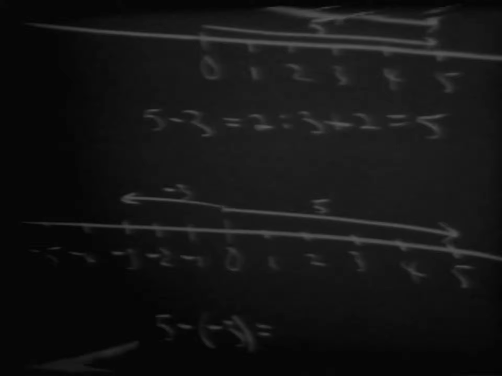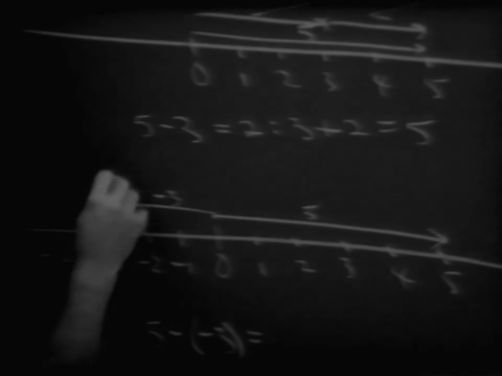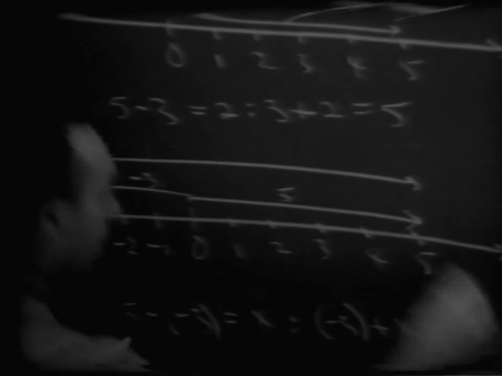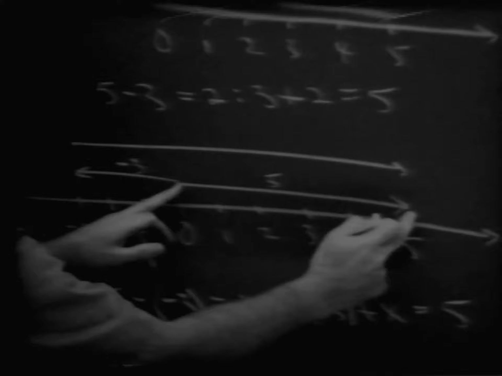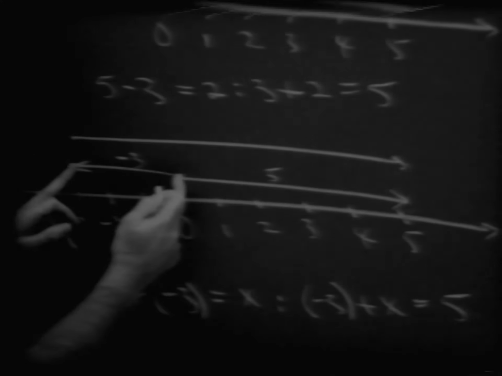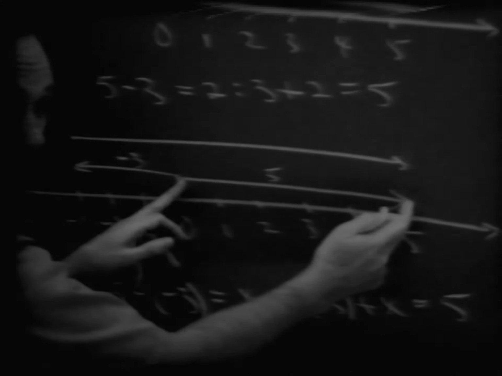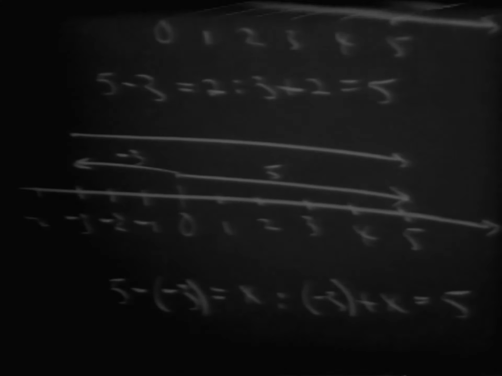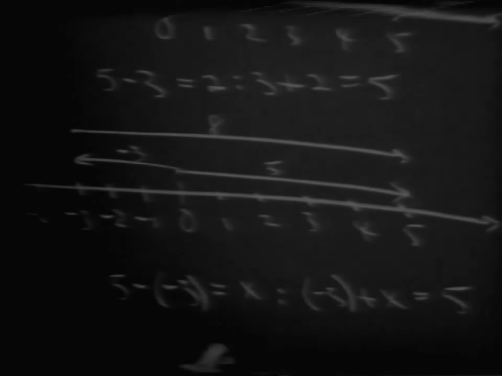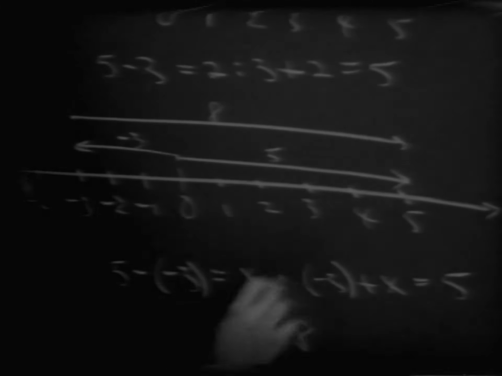Okay. Now, 5 minus a negative 3 must be that number x, which when added to negative 3 must be 5. So 5 minus a negative 3 is that number which, when added to negative 3, gives me 5. So what must that number be? And everyone says, Chip, 8. All right, so therefore you say that x must be 8.